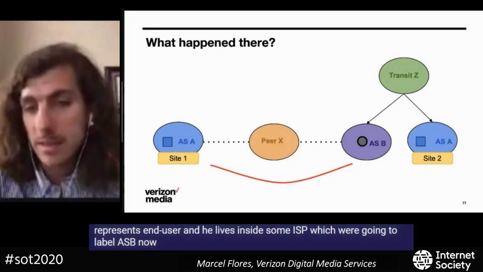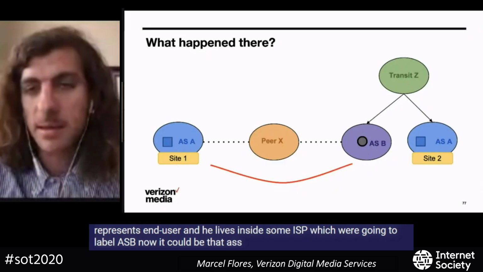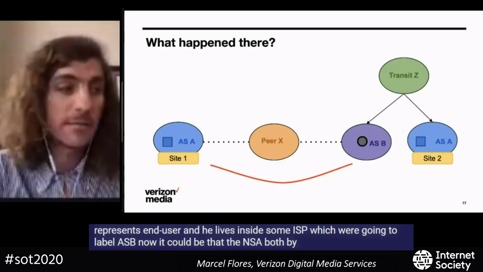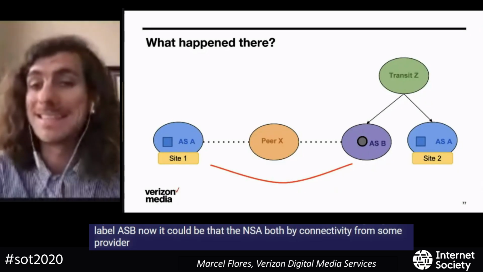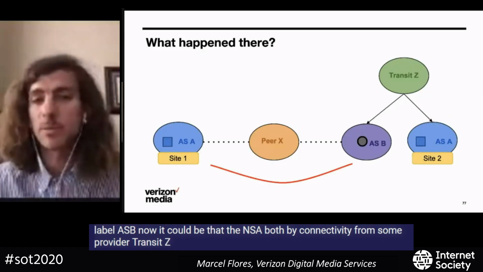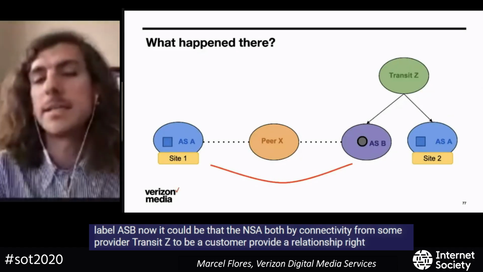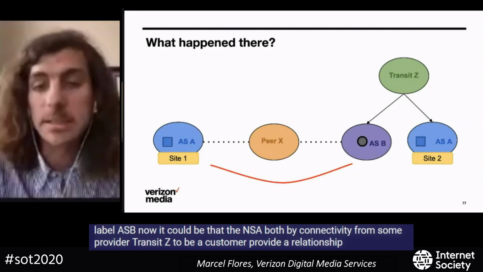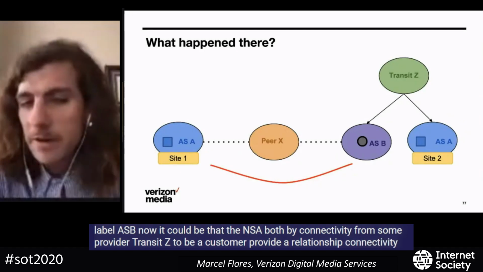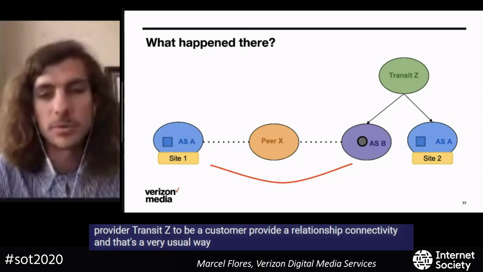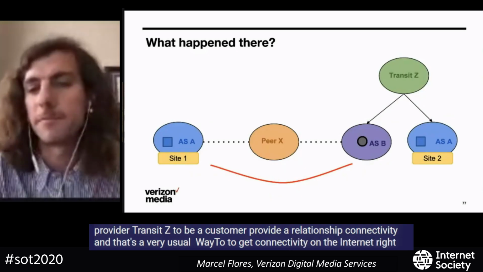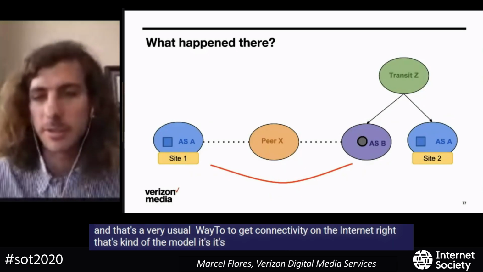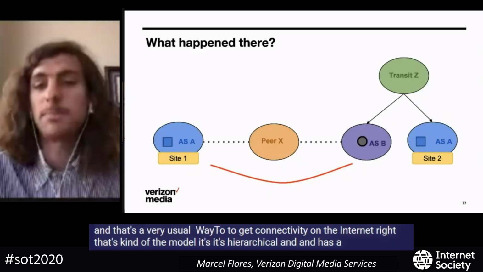Now, it could be that ASB and ASA both buy connectivity from some provider, Transit Z. And this is going to be a customer-provider relationship. Both ASA and ASB are going to pay Transit Z for this connectivity. That's a very usual way to get connectivity on the internet. That's the model. It's hierarchical and has this kind of relationship.